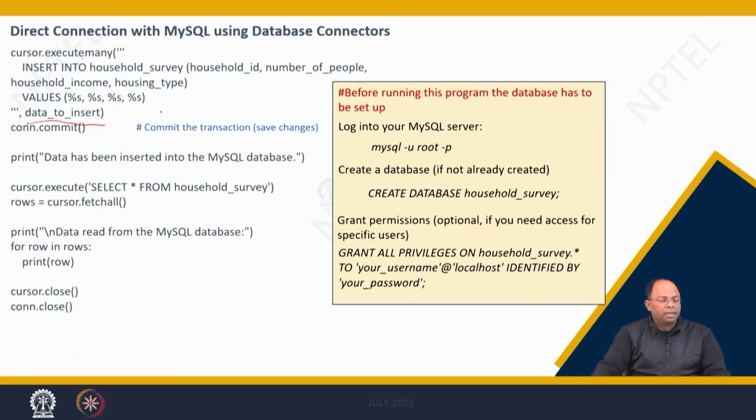Then using con.commit I am saving the transaction, and finally I can print the data. For that we have to execute a select star statement, select star from household survey, and then cursor.fetchall will fetch all the data, which is stored in rows like earlier. I can print that by running a loop, for row in rows, print that particular row. Finally, once we have done, we close the cursor and then we close the connection.